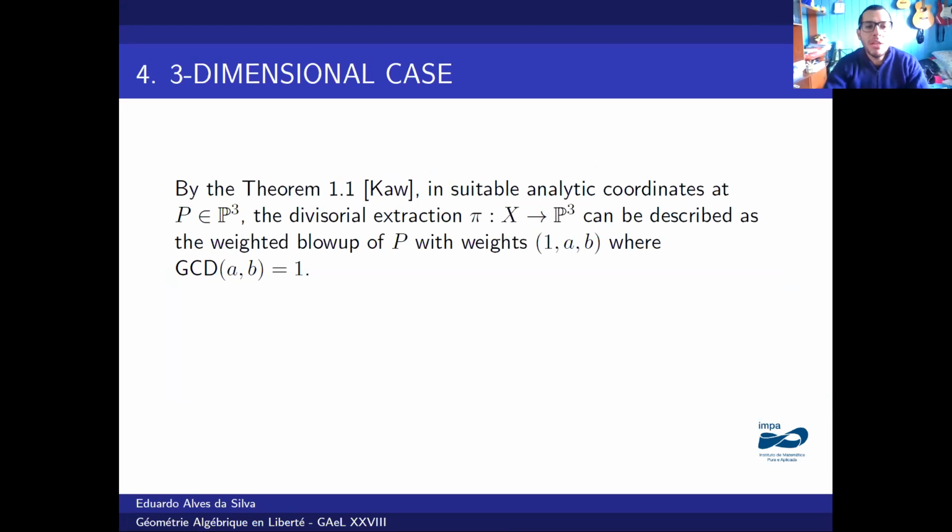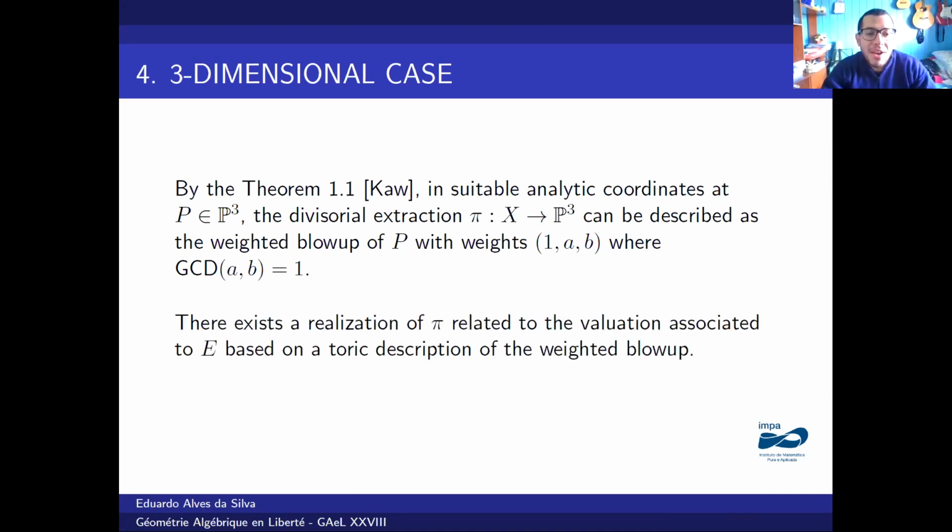And by Theorem 1.1 by Kawakita, in suitable analytic coordinates at P in P3, this divisorial extraction pi can be described as the weighted blowup of P with coprime weights. But the difficulty of using this result is that we do not know if these suitable analytic coordinates come from the homogeneous coordinates in P3. But there exists a realization of pi related to the valuation associated to E, based on a toric description of the weighted blowup.